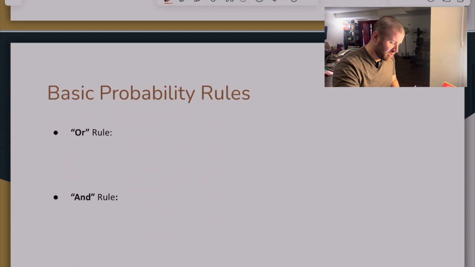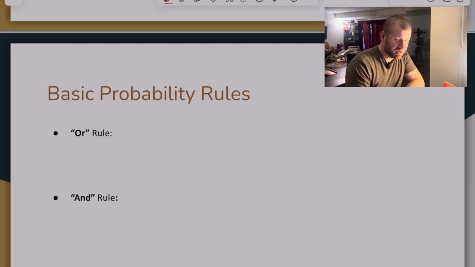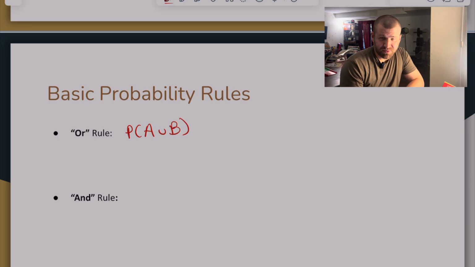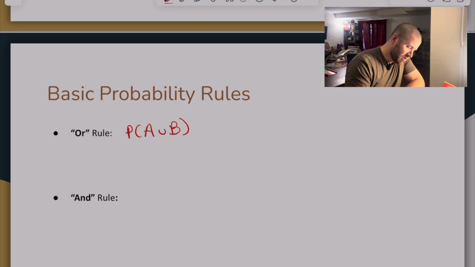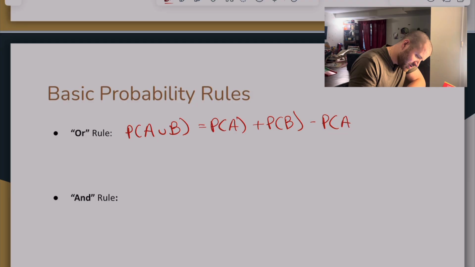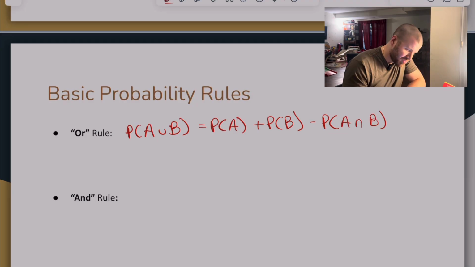Now, let's get into some basic probability rules here. So the OR rule for probability, and the notation for that looks like this. The probability of A or B, that U is a union, equals the probability of A plus the probability of B minus the probability of A and B.